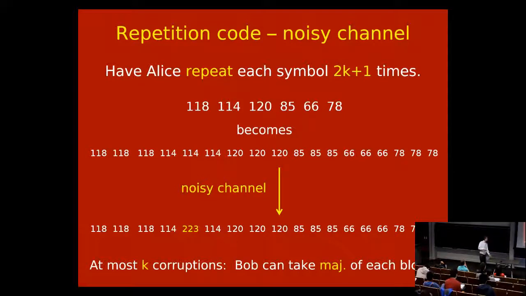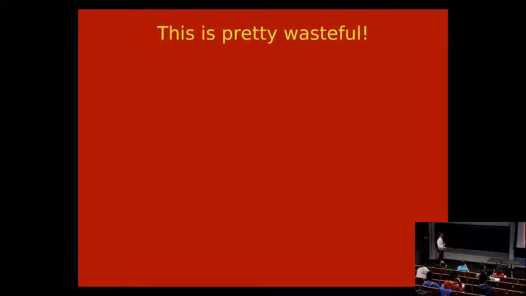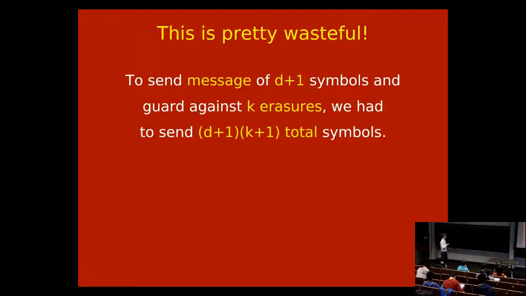OK, so this is just what was said. There's at most k corruptions. Bob can decode the message by just taking the majority symbol in each of the blocks. OK, so this is all well and good. It works. But the thing that makes coding theorists upset, I mean, you can devote your whole career to error correcting codes, is that it's kind of wasteful. It's pretty redundant, as it turns out. And it's too redundant. So let's think about the erasures case.